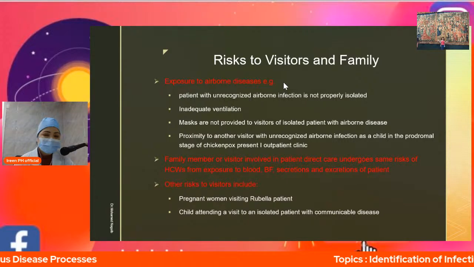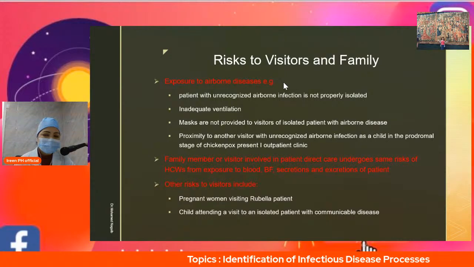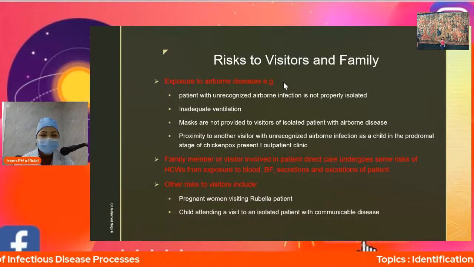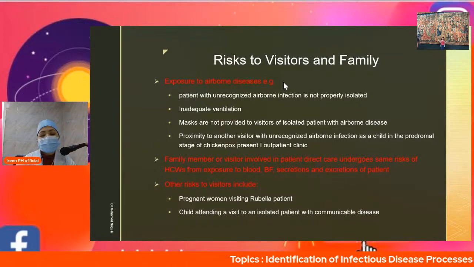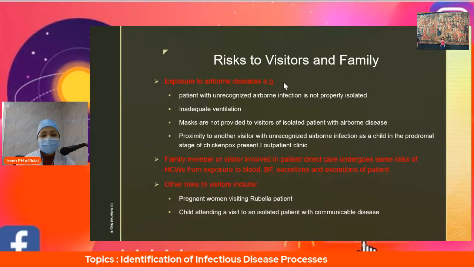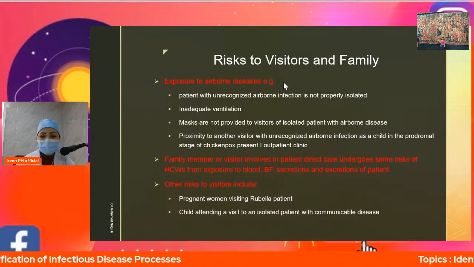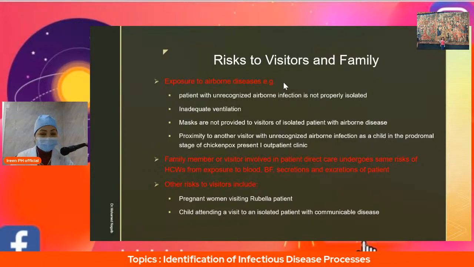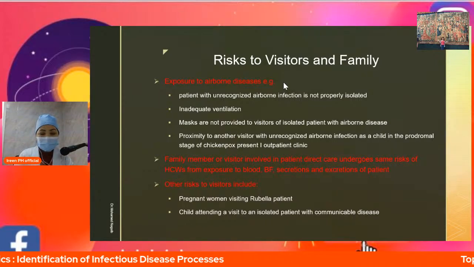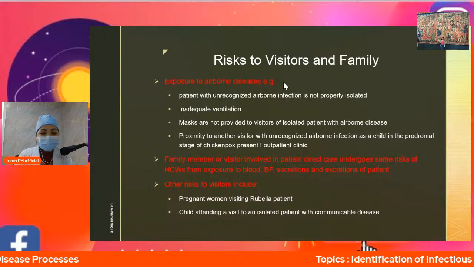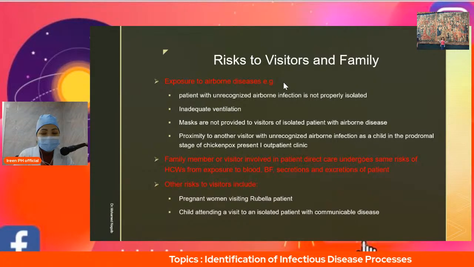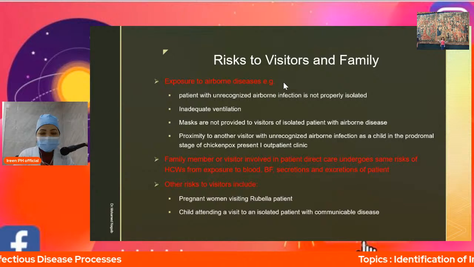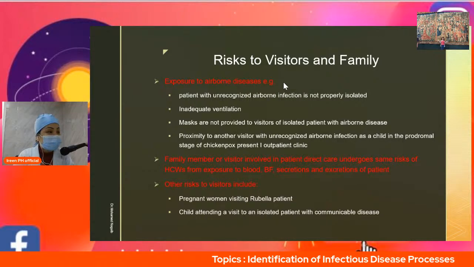Proximity to another visitor with unrecognized airborne infection, such as a child in the prodromal stage of chickenpox present in the outpatient clinic. Family members or visitors involved in direct patient care undergo the same risk as healthcare workers from exposure to blood, body secretions, and excretions of patients. Other risks to visitors include pregnant women visiting a patient, and a child attending a visit to an isolated patient with communicable disease.